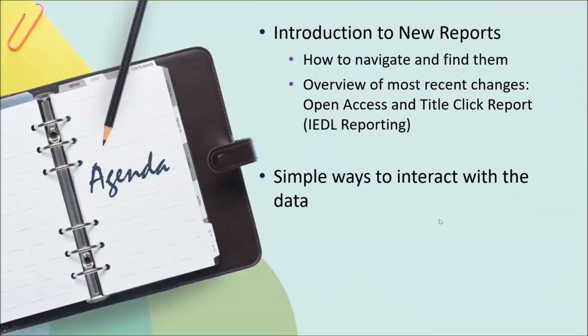In particular, we're going to take a look at a couple of new items in the OBI reports, show you how to navigate and find these, and give you an overview of these changes. That includes the new reporting on the open access filter facet and the title click report as well, which we in the past have been calling the IEDL reporting. And I'll show you a few simple ways to interact with the data and get a little bit more out of OBI.